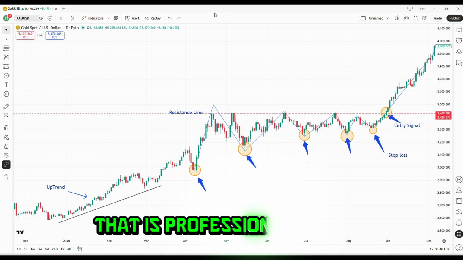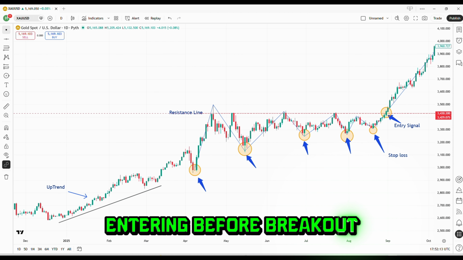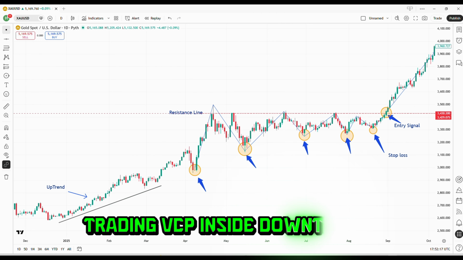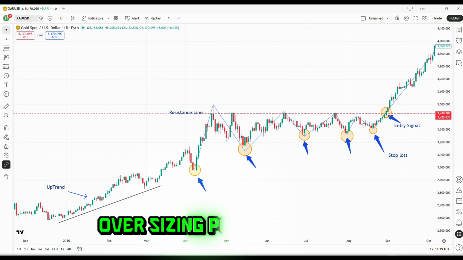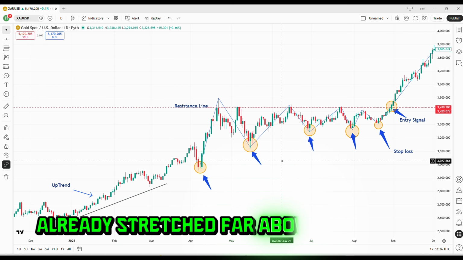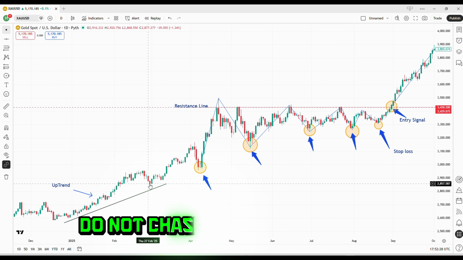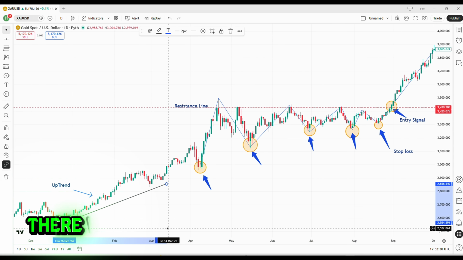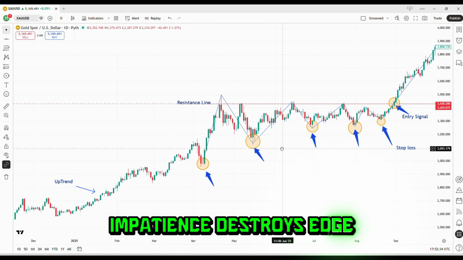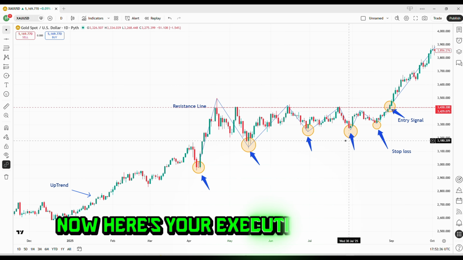That is professional trading. Common beginner mistakes: entering before breakout, ignoring volume behavior, trading VCP inside downtrends, oversizing position, chasing extended breakout candles. If the breakout candle is already stretched far above resistance, do not chase. Wait for pullback. There will always be another opportunity. Impatience destroys edge.